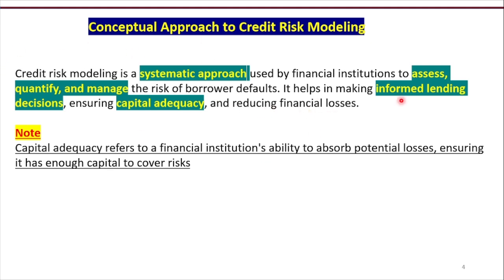Compiling all these definitions, just read once again. Credit risk modeling is a systematic approach used by financial institutions to assess, quantify and manage the risk of borrower defaults. It helps in making informed lending decisions, ensuring capital adequacy and reducing financial losses. This is all from the conceptual approach to credit risk modeling.